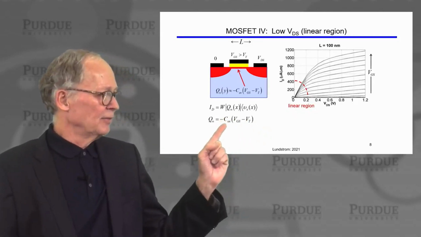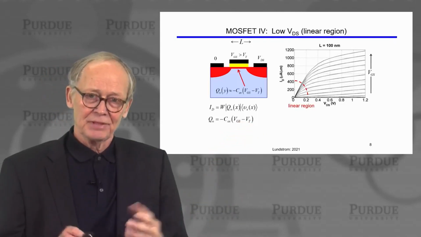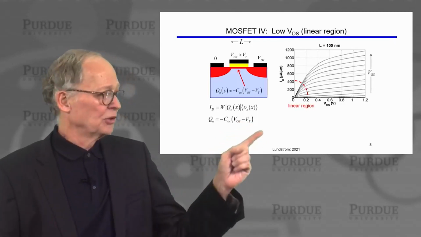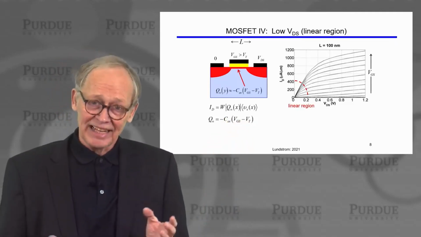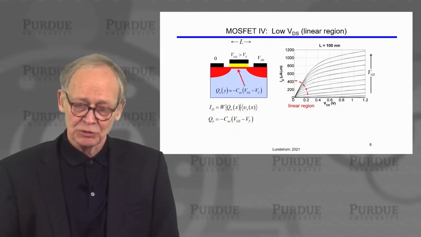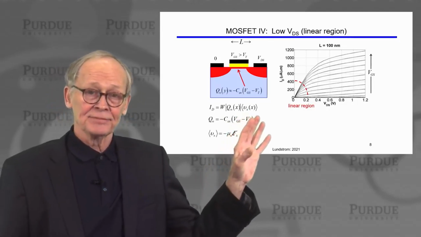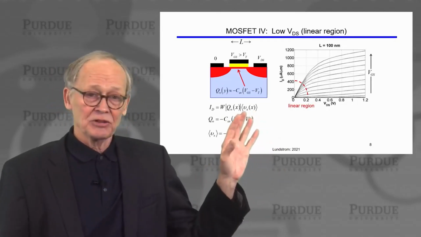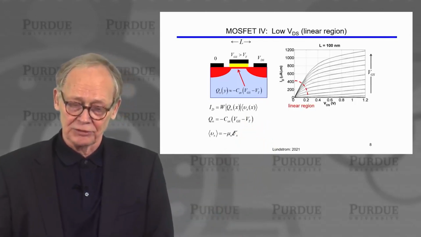So we have to take the voltage above the threshold voltage. That induces this mobile charge. So it's capacitance times that voltage difference. It's negative because these are electrons. This is an N-channel device. So we know the charge. The velocity, well, velocity is minus mobility times electric field for electrons.